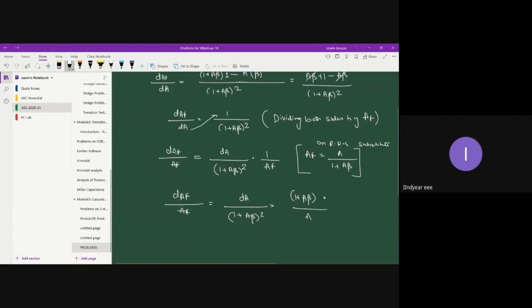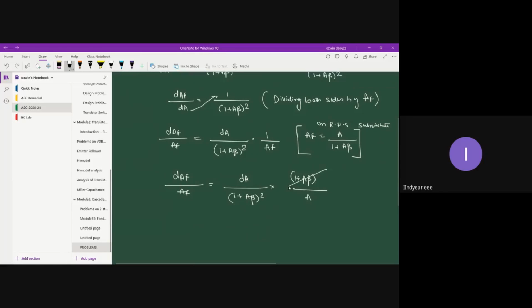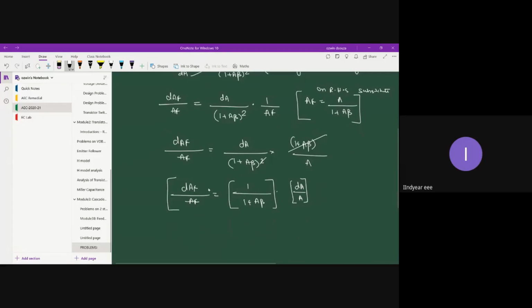So what is that you are seeing here? So you are seeing the cancellation of 1 plus A beta with the denominator. So you are going to have dAF divided by AF is equal to 1 divided by, let me take this ratio separately, 1 divided by 1 plus A beta into dA by A. So this is basically the desensitivity of the gain.